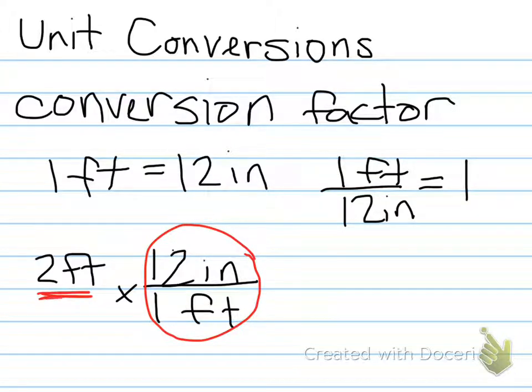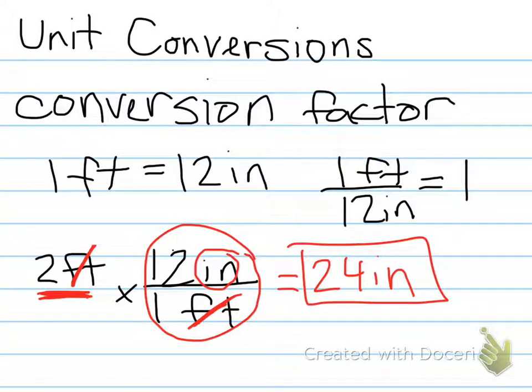Okay, we are not changing the length. We are not changing the value of the measurement. We are simply changing the units. And again, the unit feet cancel out, so we will be left with the unit of inch. Okay, so 2 times 12 is 24. The feet cancel out, so it's 24 inches. So 24 inches is equal to 2 feet. Those are two ways of saying the exact same thing.